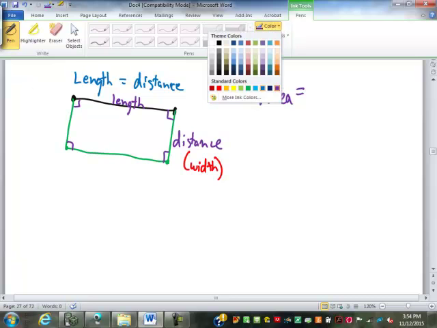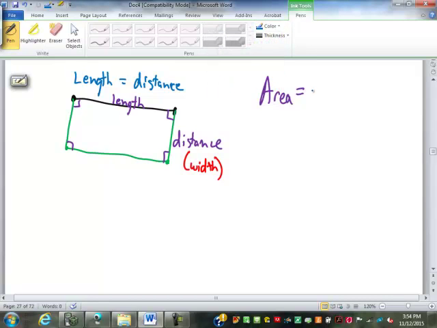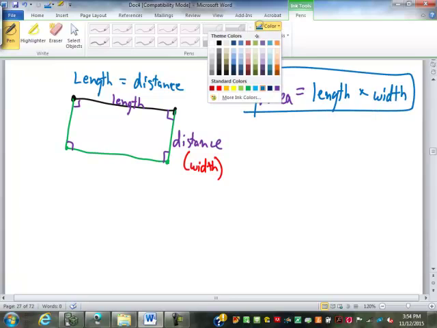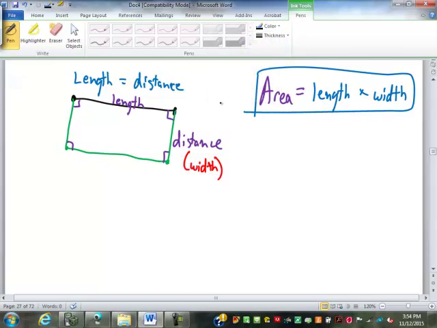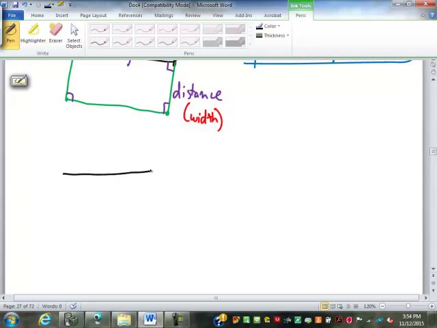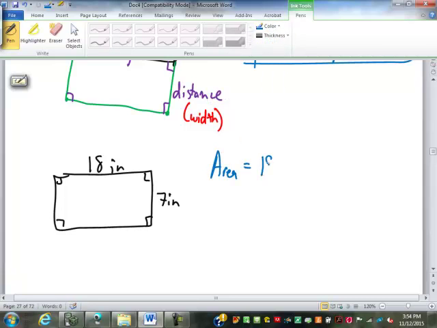Sometimes called a height, all sorts of other names get thrown into it. So an area is equal to a length times a width. So if I have a rectangle, let's say the original length here was 18 inches. And I pulled it here in this direction for 7 inches. To find its area, it'll be 18 inches times 7 inches.